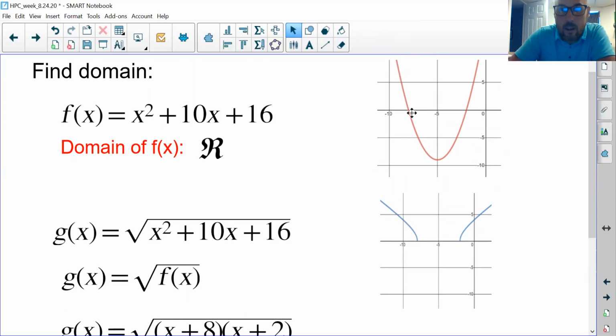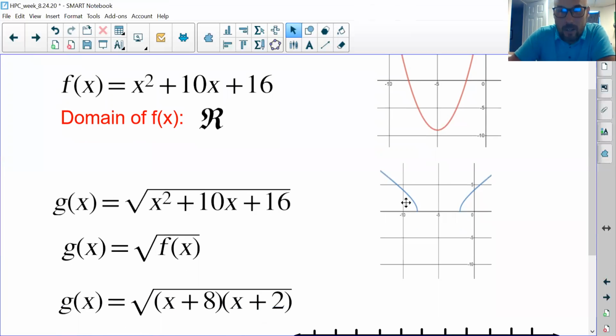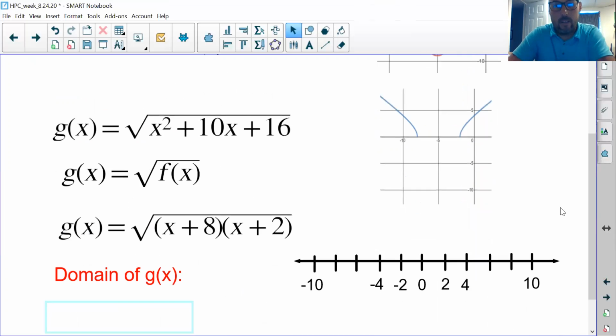And also notice that all these y values, since they're negative, taking the square root doesn't produce a real number. That's why it's totally blank right here. Now, what is the domain of this? All x values that you see existing here. So anything to the left of negative 8 and to the right of negative 2.